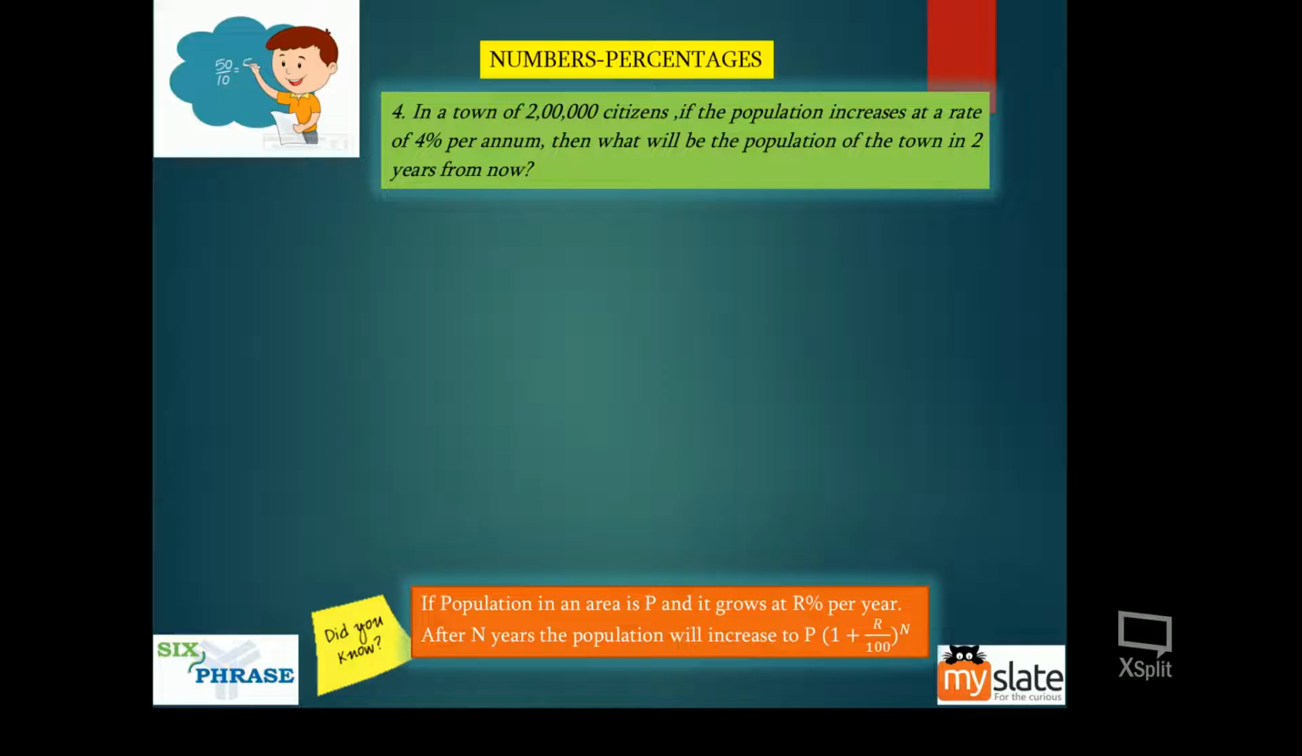In a town of 2 lakh citizens, if the population increases at the rate of 4% per annum, then what will be the population of the town 2 years from now? So guys, again it is similar to the previous question. At the bottom you can see I have given you a formula, just apply the values in the formula, you get the answer.